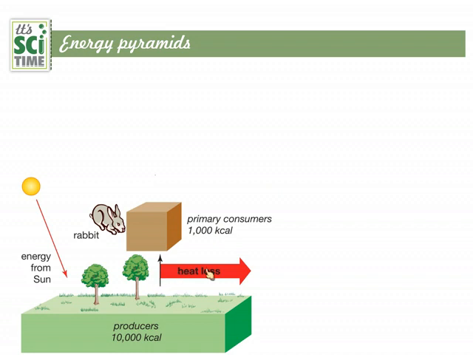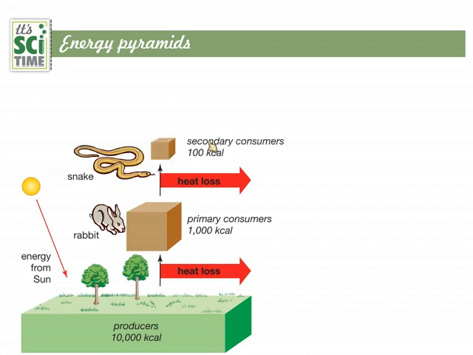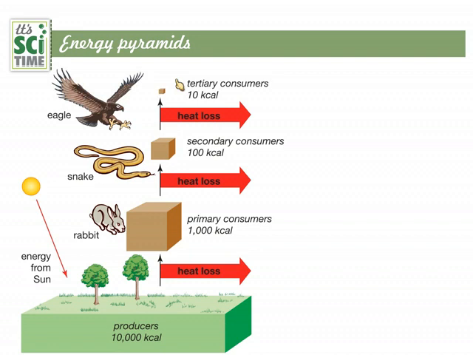90% is wasted as heat loss and in other ways. When we go to the next level, another heat loss takes place from the rabbit's body. Therefore a lesser amount passes to the next. Then the secondary consumer, the snake, receives only 100 kilocalories. Likewise, when we go to the next stage, another heat loss takes place, so there is energy loss. When coming to the tertiary consumer level, there's a big loss of energy. So this also looks like a pyramid, therefore we call this an energy pyramid.